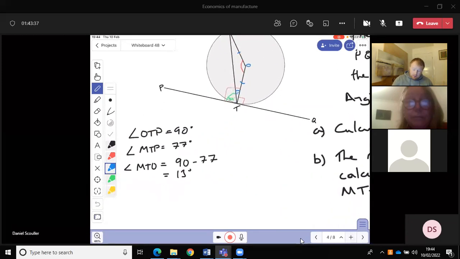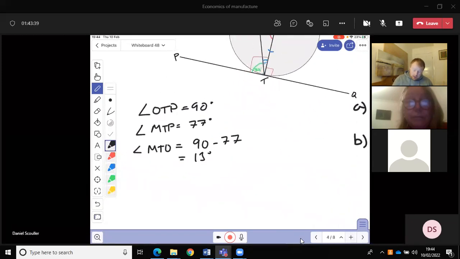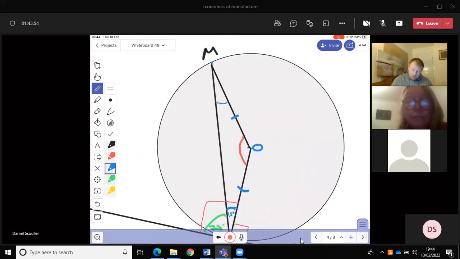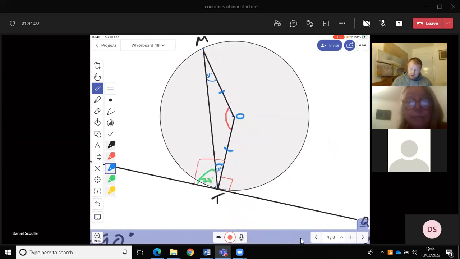Okay, so angle TMO is equal to 13 degrees because the triangle is an isosceles. Okay, we can even sketch that on. So depending how much room you've got in the exam paper, you might want to sketch it on. Okay, so 13 degrees there as well.